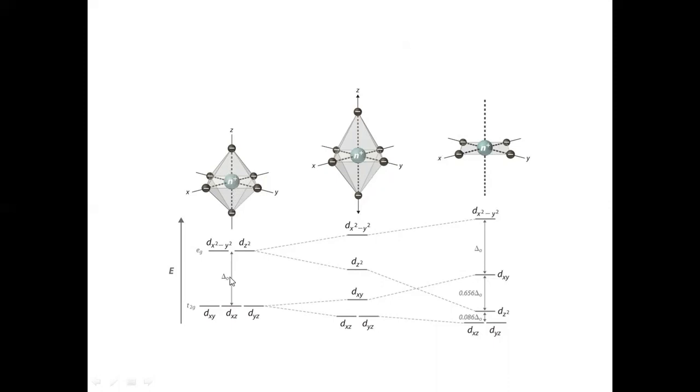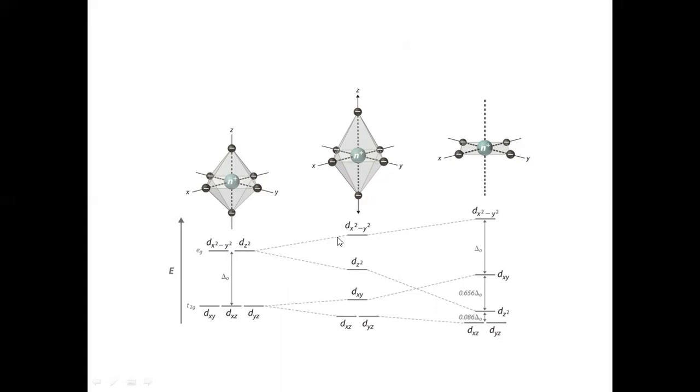Now we are able to see that in the octahedral complex, the eg orbitals are increasing in energy, whereas the t2g orbitals are reducing in energy. The t2g orbitals are reducing in energy because they are present in between the axis, whereas the eg orbitals are increasing in energy because they are present along the axis.